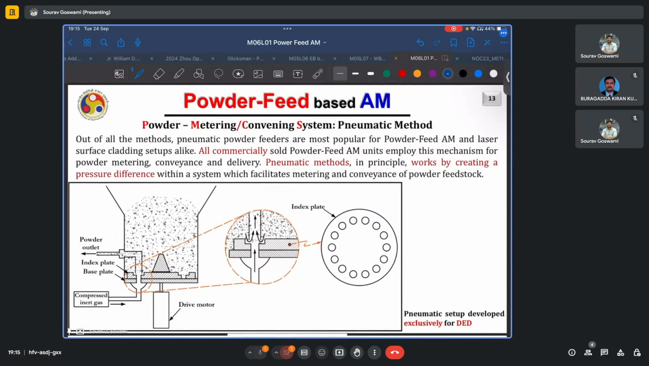The next class of methods for metering and conveying are based on pneumatic techniques, and these are the most popular and commercially implemented methods. All commercially sold powder feed units employ this mechanism for powder metering, conveyance, and delivery. That is a very strong statement because all systems use it. Such a pneumatic setup was developed exclusively for DED. So here you have this index plate which has holes, and then you have the base plate which has only one hole, which is shown here.